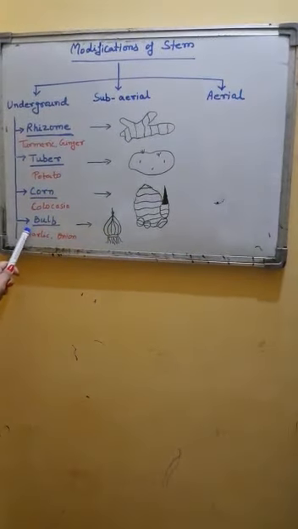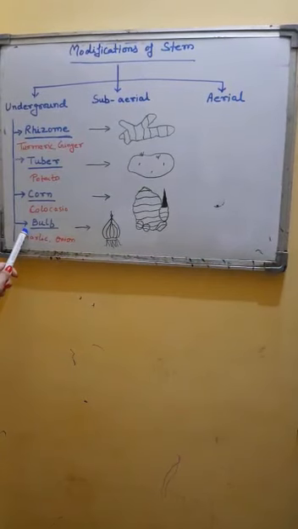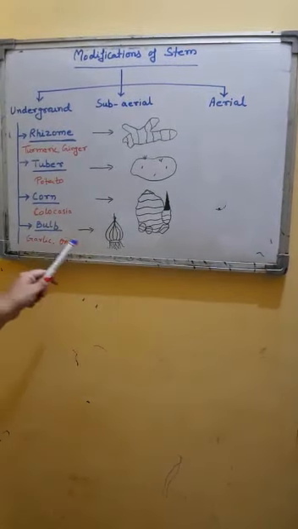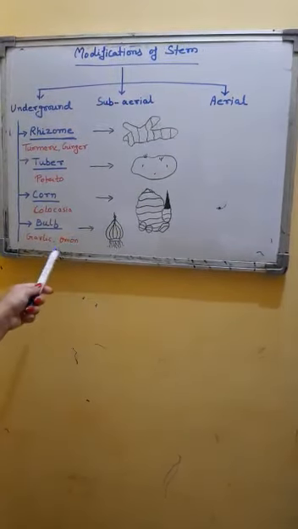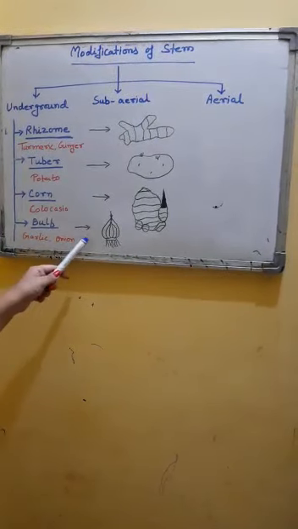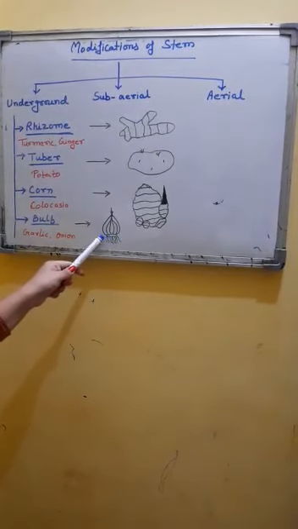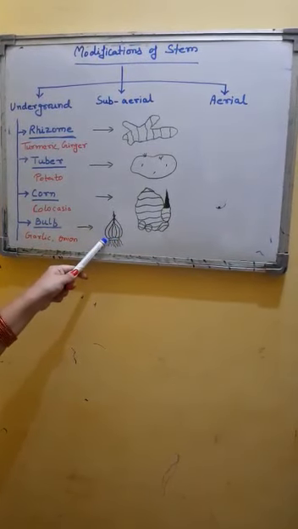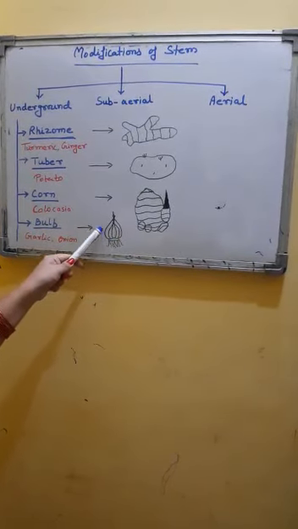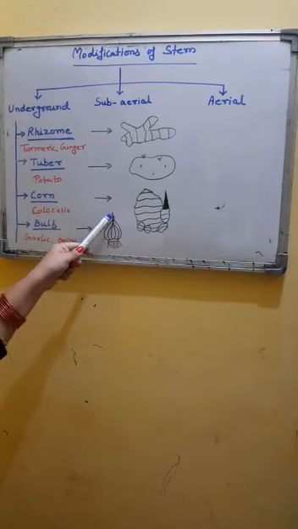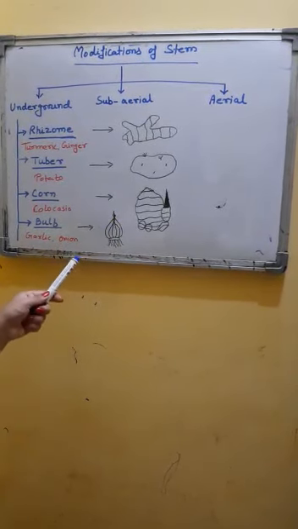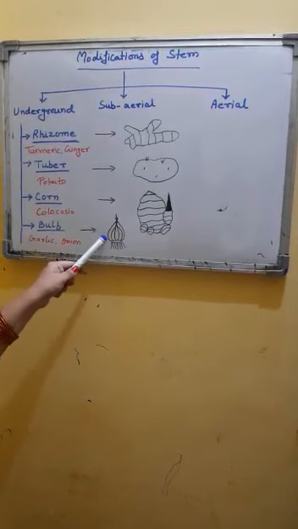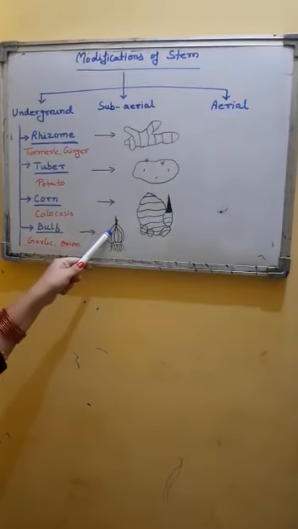The stem is highly condensed, having numerous leaves on that. You can see over here. The examples are garlic and onion. This is the disc-shaped stem, and on that numerous compact leaves are present. The base of the leaves swell up to store food.